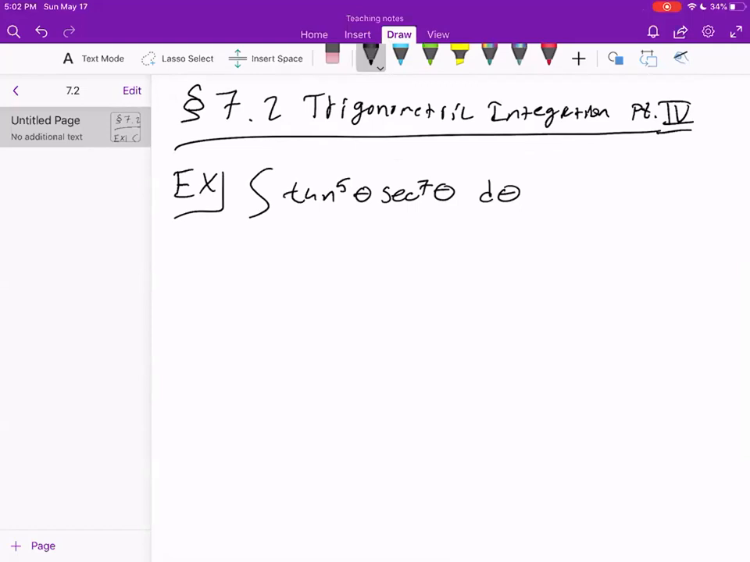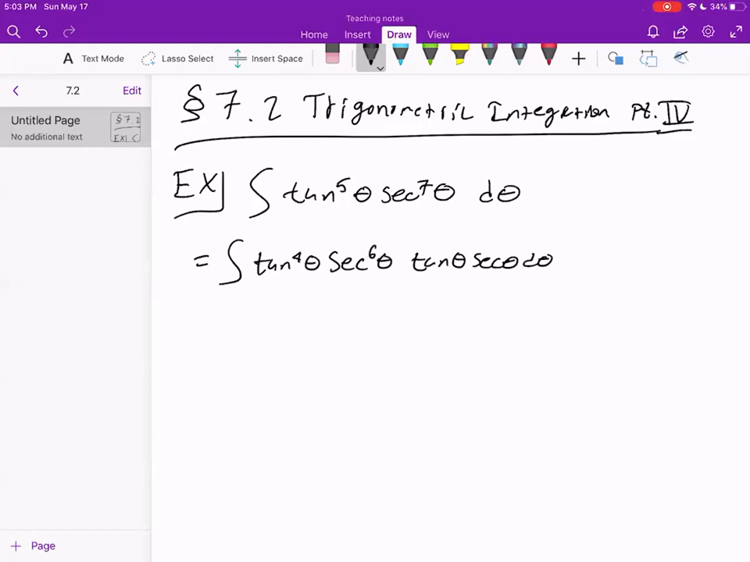You'll remember last time we separated things so that we had a secant squared floating around, because the derivative of tangent is secant squared. Here, maybe the best thing to do is to split it up. So we have a tan to the 4th theta, secant to the 6th theta, and then we have a tan theta secant theta d theta here.